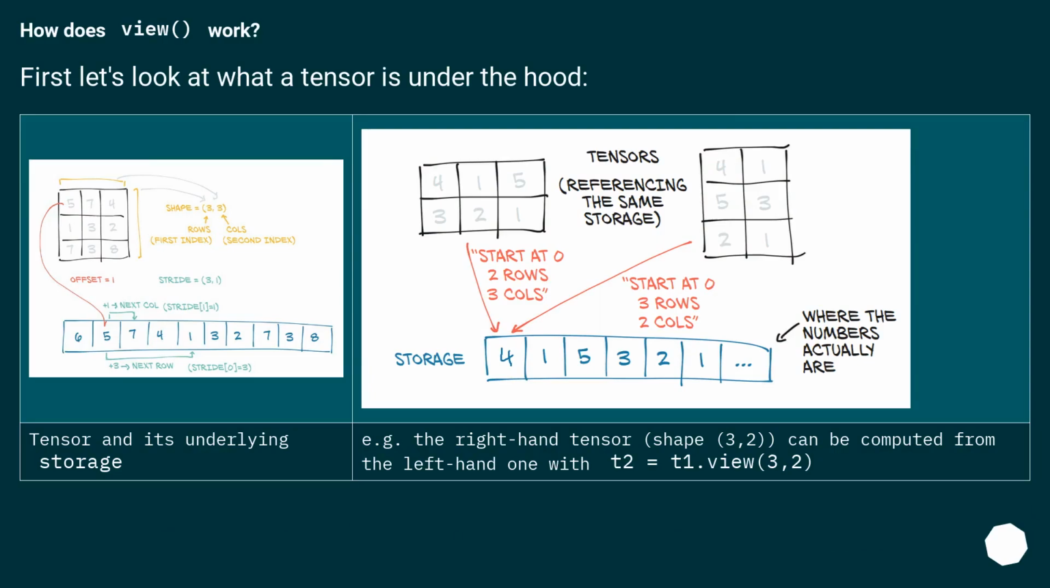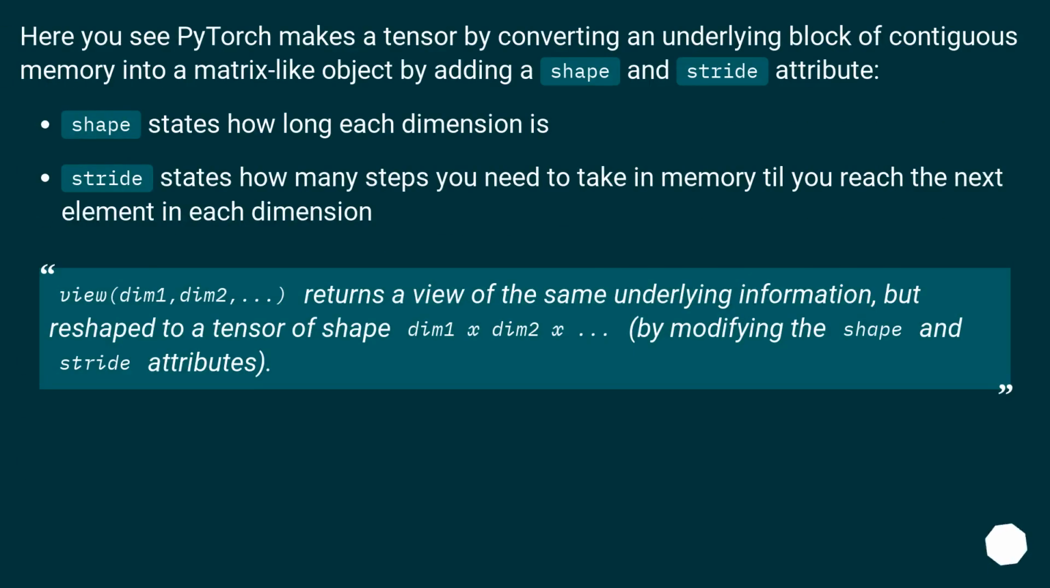How does view work? First, let's look at what a tensor is under the hood. Here you see PyTorch makes a tensor by converting an underlying block of contiguous memory into a matrix-like object by adding a shape and stride attribute. Shape states how long each dimension is. Stride states how many steps you need to take in memory till you reach the next element in each dimension. View(dim1, dim2, ...) returns a view of the same underlying information, but reshaped to a tensor of shape dim1 x dim2 x ..., by modifying the shape and stride attributes.